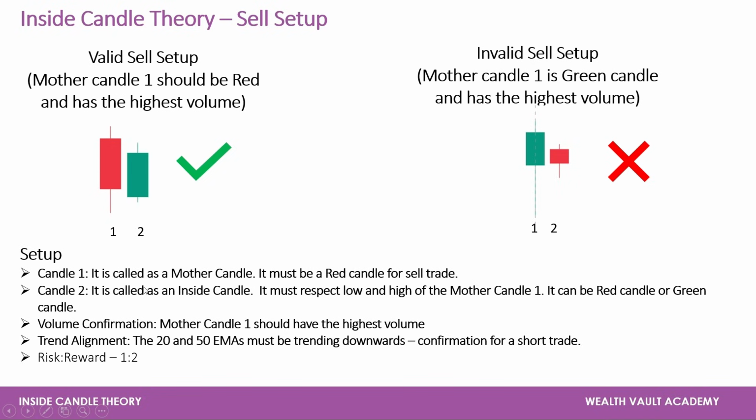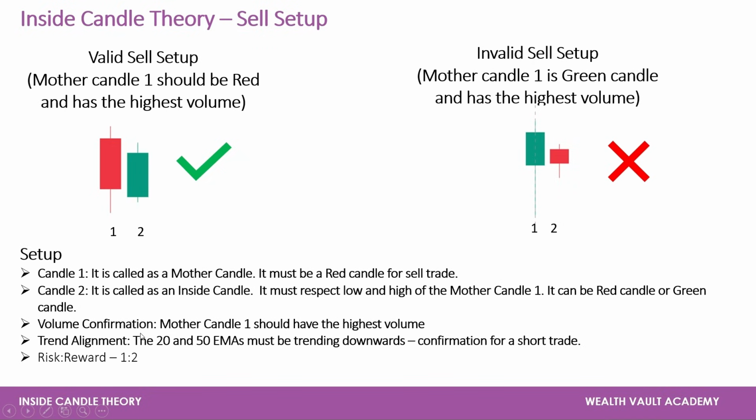Candle 1 must be a mother candle. It must be red for a sell trade. The second candle is called an inside candle. It must respect the low and high of mother candle 1. It can be a red candle or green candle, no worries.